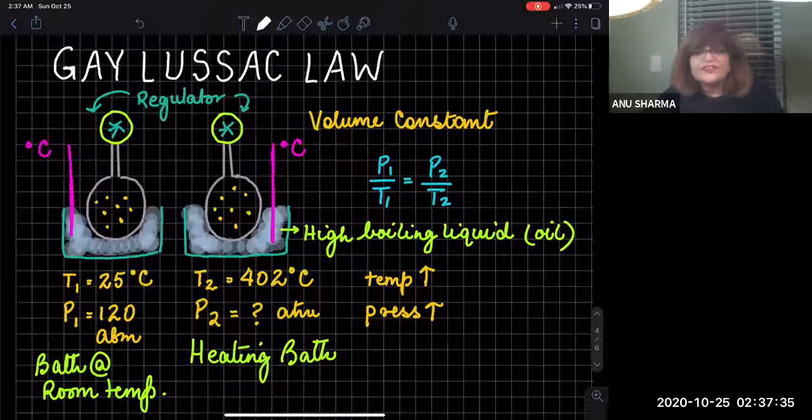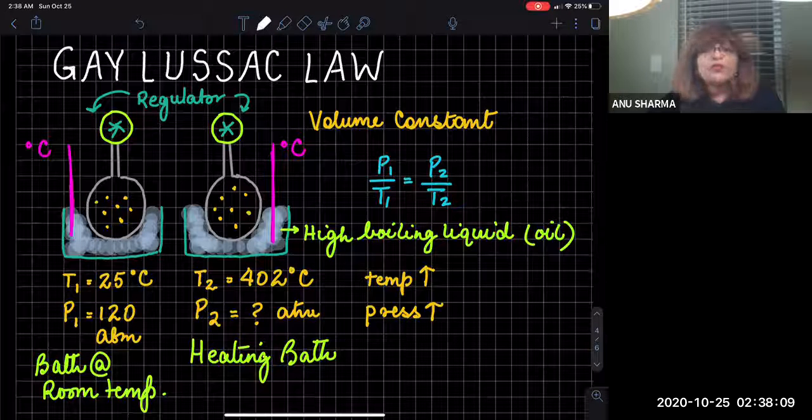Okay, so now we are going to look at the Gay-Lussac law. So here is the setup. You have a gas that is enclosed inside a sealed container, so the volume remains constant. On top of these containers, there is a regulator which tells you how much pressure is inside the container. Now Gay-Lussac studied the behavior of gases with respect to pressure and temperature, keeping the volume constant.